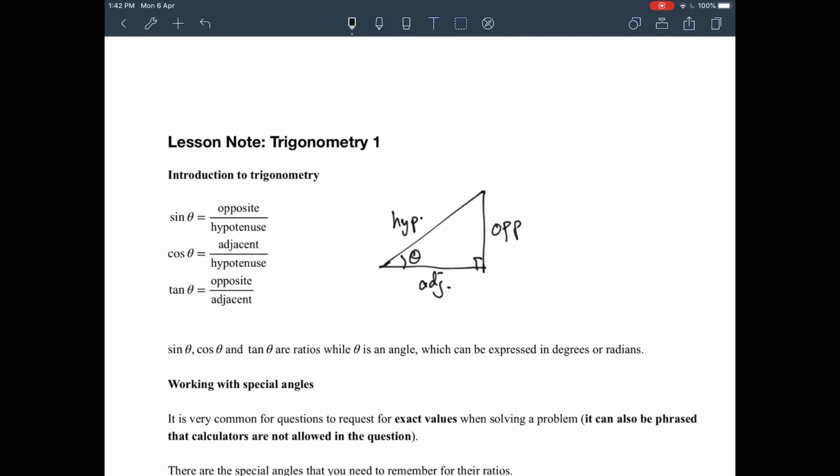So the three ratios sine theta, cosine theta, and tangent theta are ratios, while theta itself is an angle which can be expressed in terms of degrees or radians.